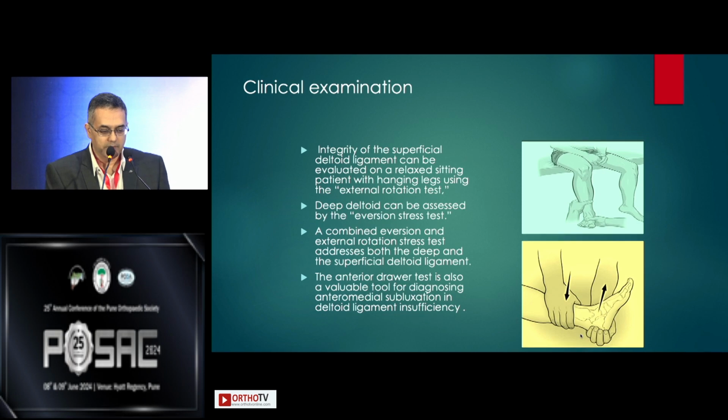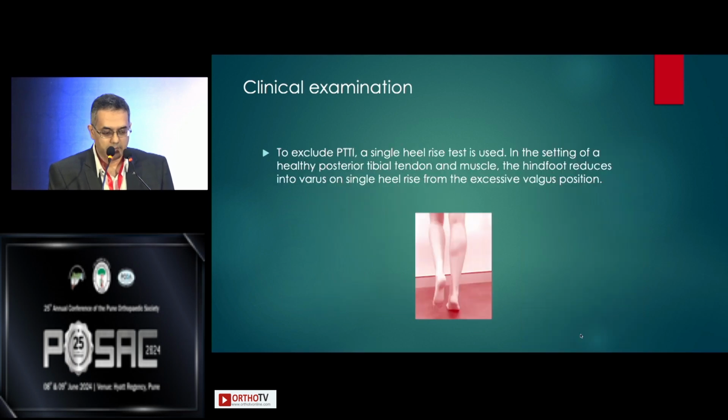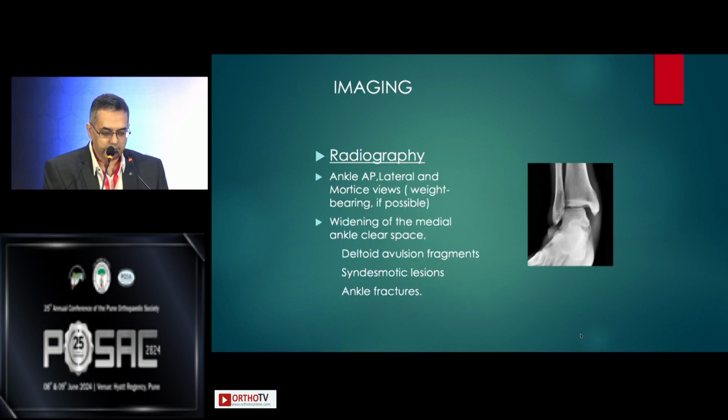Clinically, the integrity of the superficial deltoid ligament can be evaluated on a relaxed sitting patient with hanging legs using the external rotation test, and the deep ligament can be assessed by the eversion stress test. The anterior drawer test is also a valuable tool for diagnosing anteromedial subluxation in deltoid ligament insufficiency. To exclude posterior tibial insufficiency, a single heel rise test is used. In a setting of a healthy posterior tibial tendon, the hindfoot reduces into varus on a single heel rise from an excessive valgus position.